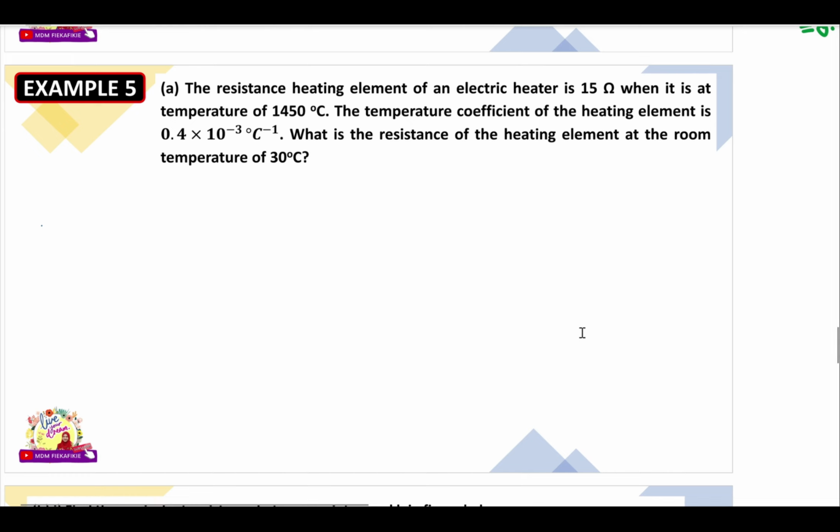Alright, example number 5A. Here we have the resistance of the heating element of an electric heater, which is 15 ohm. Given that R is 15 ohm when it is at a temperature of 1450 degrees Celsius. The temperature coefficient is given here. So what is the resistance of the heating element at room temperature?